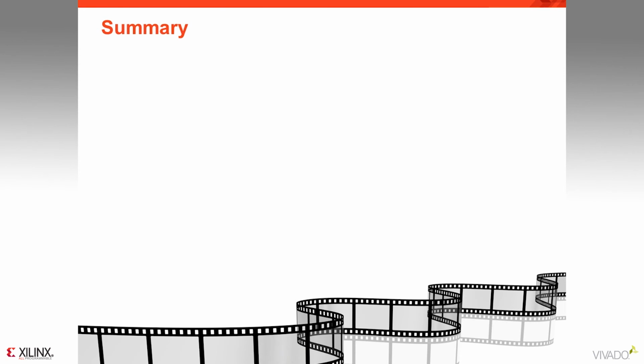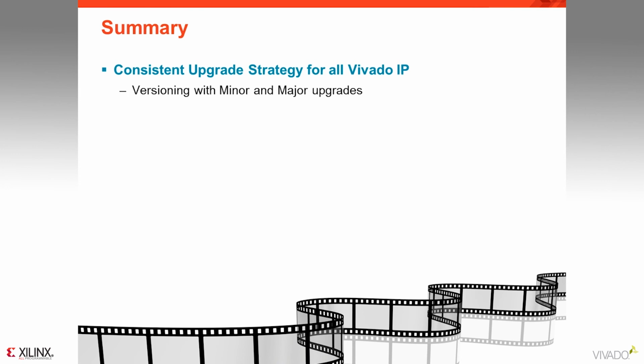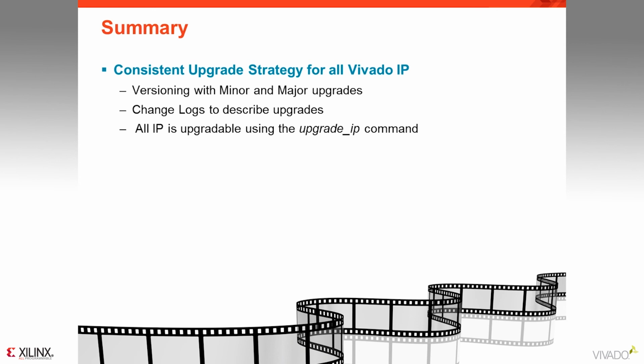So in summary, Vivado IP provides a consistent upgrade strategy for all Vivado IP. It includes a versioning numbering scheme with minor and major upgrades. They include change logs and product guides to describe the upgrades to the IP and the upgrades required to the top-level design to integrate the IP. All Vivado IP is upgradable using the upgrade IP command.